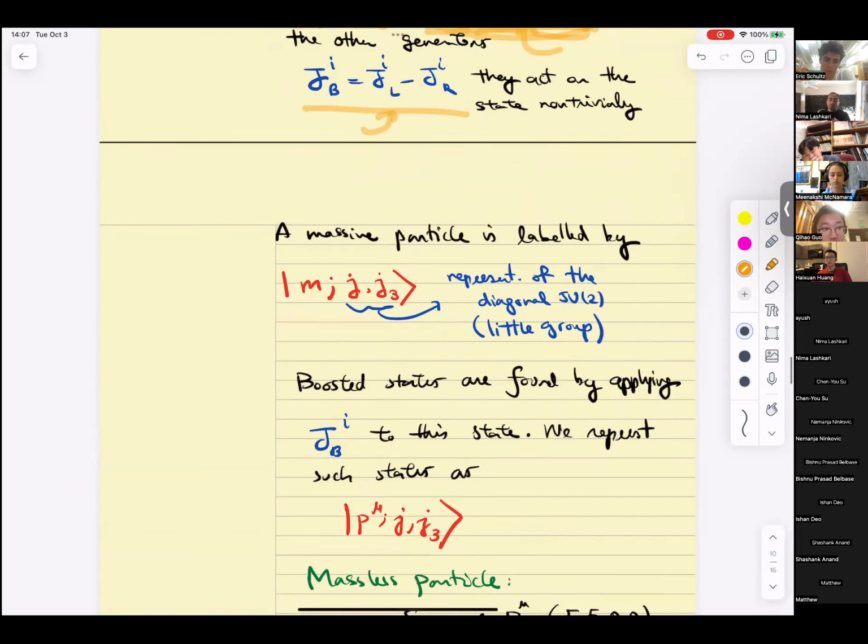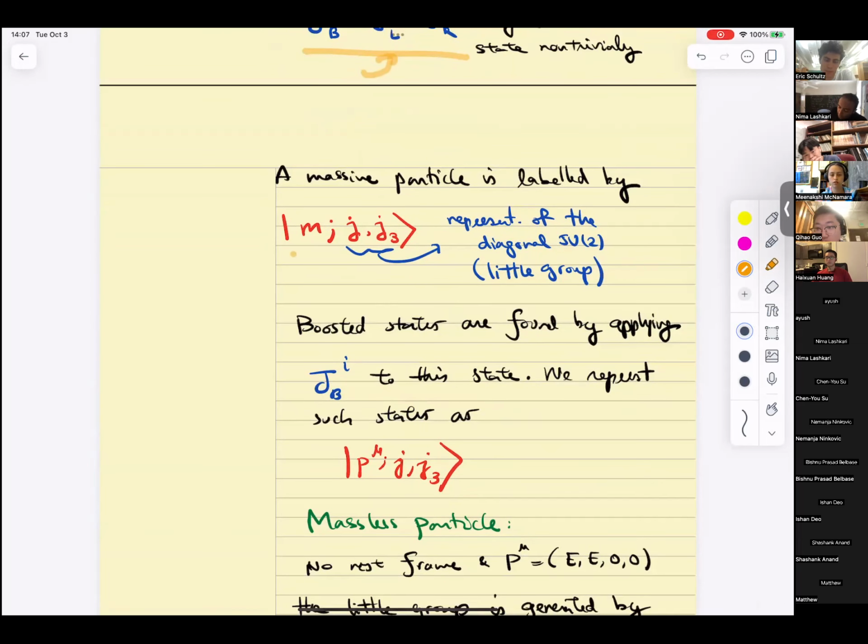All right, so very good. If you want a one-particle representation, you're going to have a mass. That mass fixes for you the on-shell condition. You can integrate, as I said, with a square integrable function over the p's that satisfy that on-shell condition, some positive energy thing. And this J and J3 are now the representations of the diagonal SU(2), the little group.